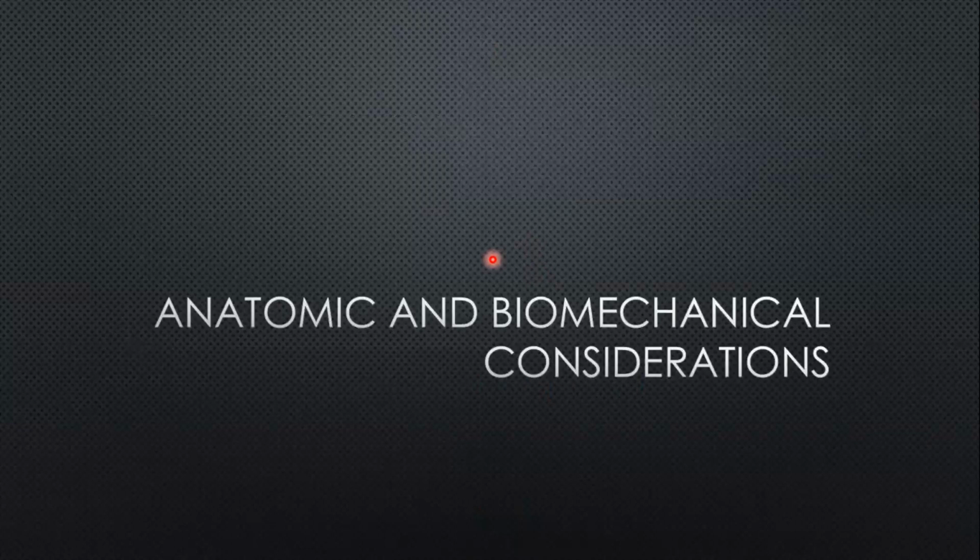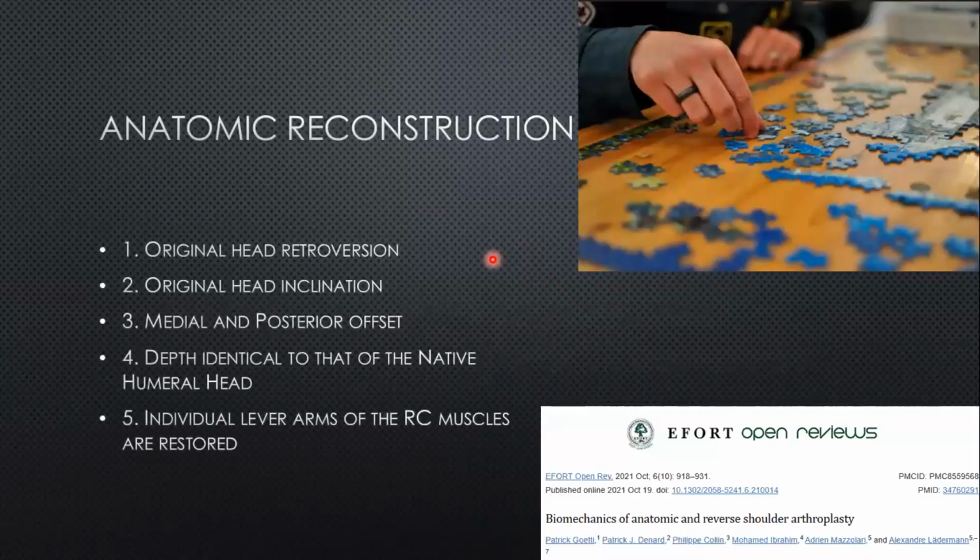Coming to the anatomical and biomechanical considerations, it's like a jigsaw puzzle. You have to recreate the original head retroversion, head inclination, medial and posterior offset, and depth identical to that of the native femoral head. Then we have the individual lever arms of the rotator cuff also to worry about. So a lot of measurements and calculations have to go into each of these shoulder arthroplasty cases.